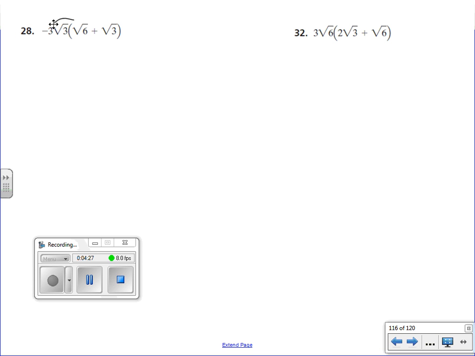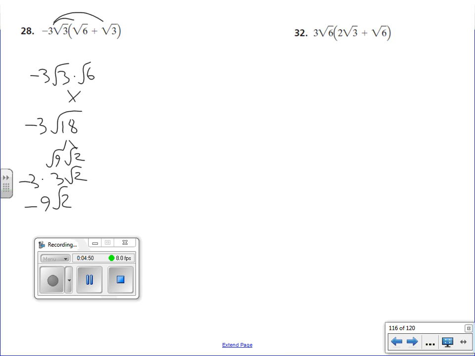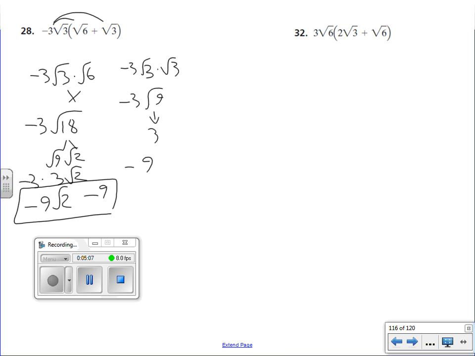Okay, a little bit more complicated because we've got a slightly more difficult radical expression to distribute this time. So, still the same process. 3 root 3 times root 6 gives us negative 3 root 18. Root 18 splits down to root 9 root 2, which is 3 root 2, times negative 3 gives us negative 9 root 2. Negative 3 root 3 multiplied by root 3 gives us negative 3 times root 9. Root 9 is 3, which is negative 9. Our final answer is negative 9 root 2 minus 9.